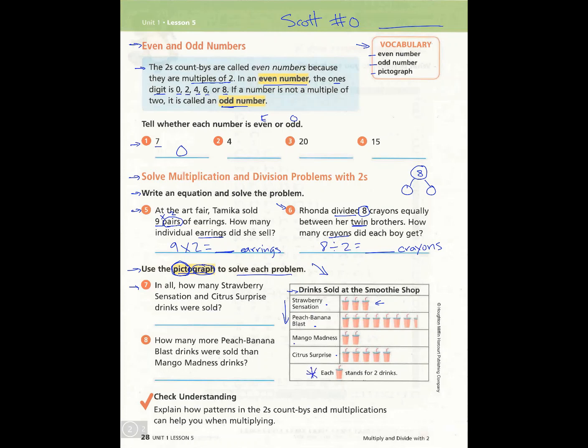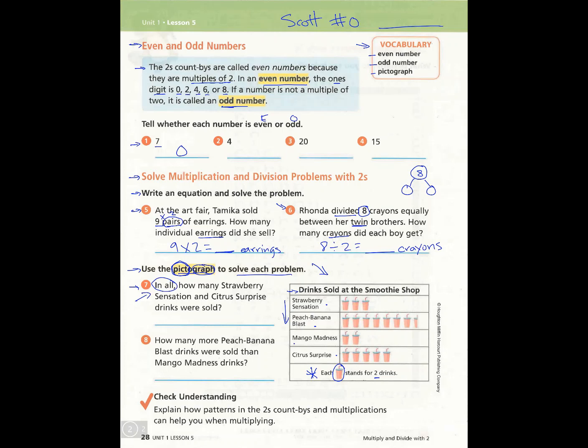This is really important down here. This is a key that tells you each picture really means 2 drinks. So I'm going to erase this little arrow, hopefully. There we go. And so we're going to go back to number 7 here, and it says in all, so totally, right? In all, how many strawberry sensations? So we need to find those.